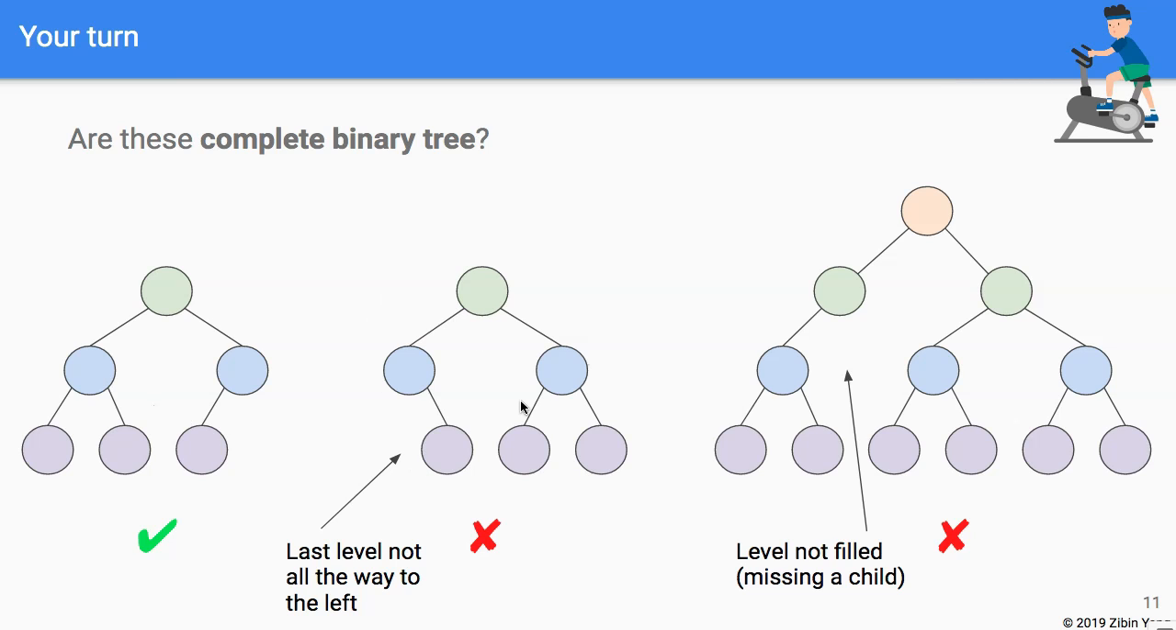What about the second tree here? Well, it's not a complete binary tree because this node is missing a left child, right? So the nodes in the last level are not all the way to the left side. So this is not a complete binary tree. What about this third tree here? Well, there is a level that is not completely filled, namely the third level here, because there could have been another child node here, but it's not there. So this is not a complete binary tree either.